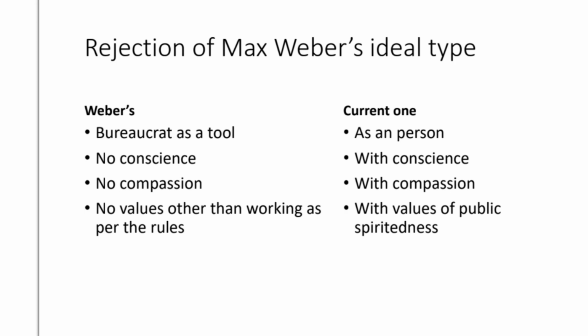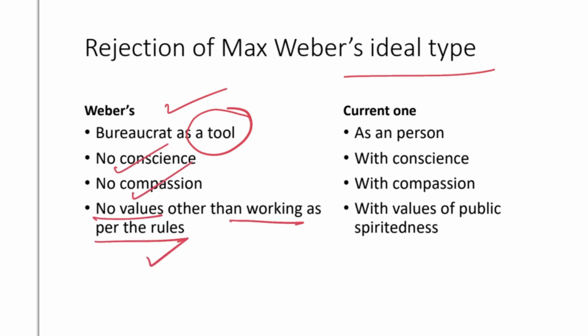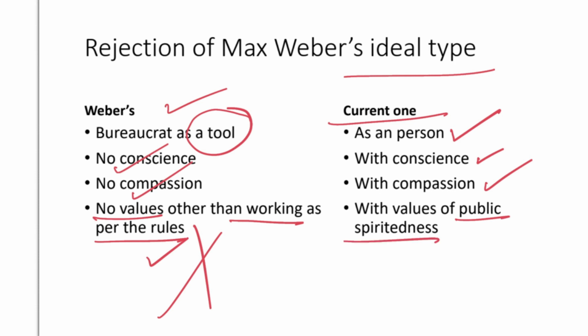Weber's model of the ideal type is that the bureaucrat is only a tool, an instrument. He has no conscience, no compassion, no values other than working as per the rules. This model is rejected now. The current one is that the bureaucrat is a person with a conscience, with compassion, with values of public spiritedness, not to go by the rules blindly. So with his conscience he has to apply his judgment. And judgment for what? For public interest, in the pursuit of common interest.